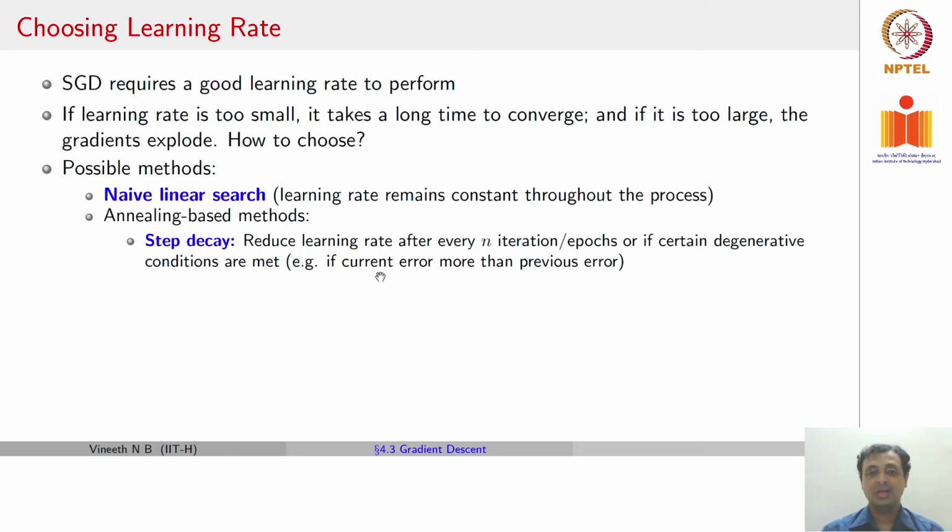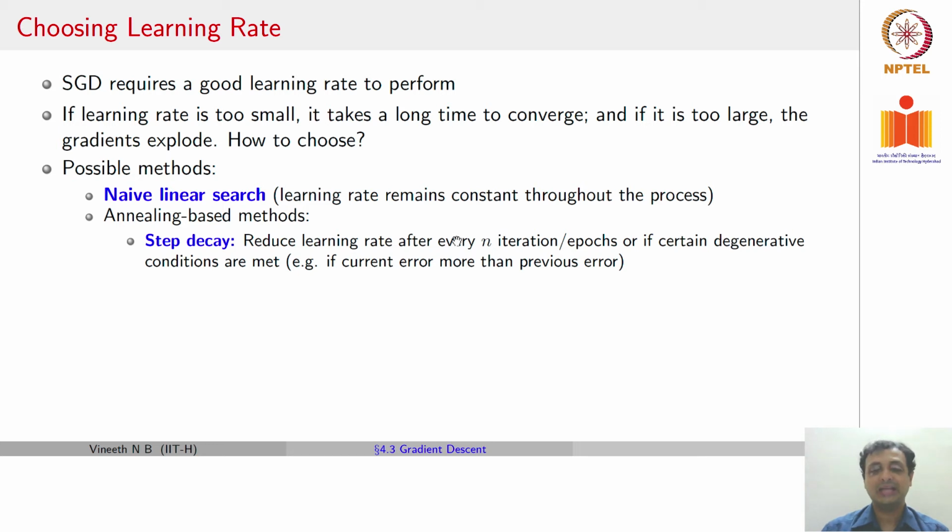For example, if the current error is more than the previous error, which should not happen when you do gradient descent. You expect that the current error should always be lesser than the previous error. But when you do stochastic gradient descent, that may not be guaranteed because you're using only 20 data points to decide your gradient. So what you can do is keep reducing your learning rate after every n iterations. So that's one simple approach.